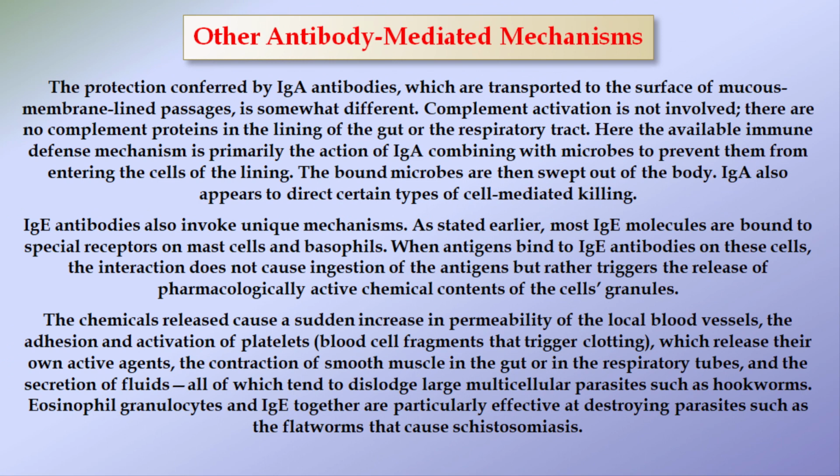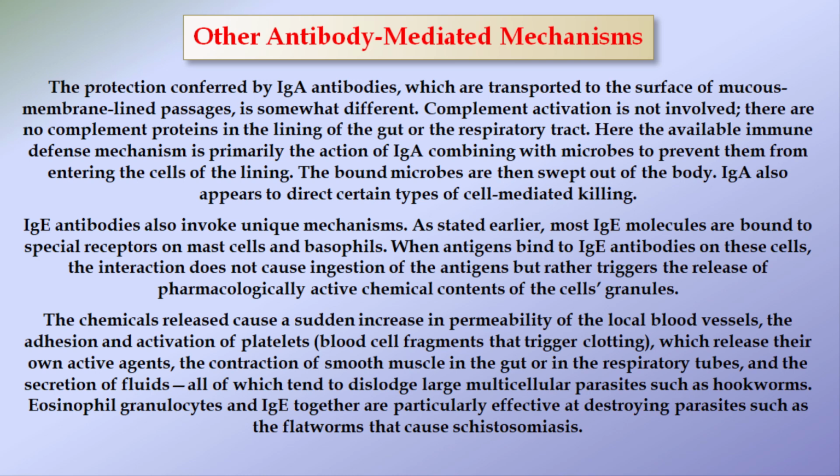Other antibody-mediated mechanisms. The protection conferred by IgA antibodies, which are transported to the surface of mucous membrane-lined passages, is somewhat different. Complement activation is not involved. There are no complement proteins in the lining of the gut or the respiratory tract. Here the available immune defense mechanism is primarily the action of IgA combining with microbes to prevent them from entering the cells of the lining. The bound microbes are then swept out of the body. IgA also appears to direct certain types of cell-mediated killing.